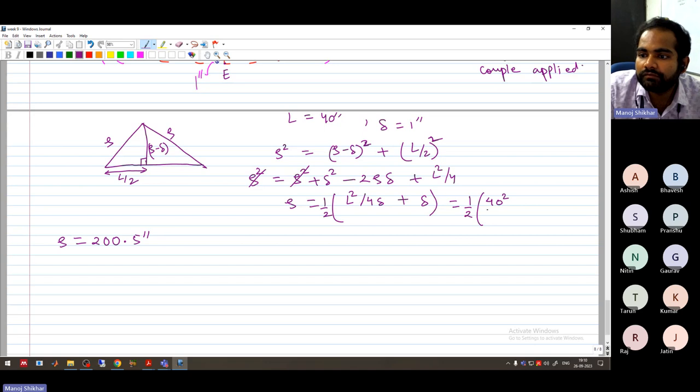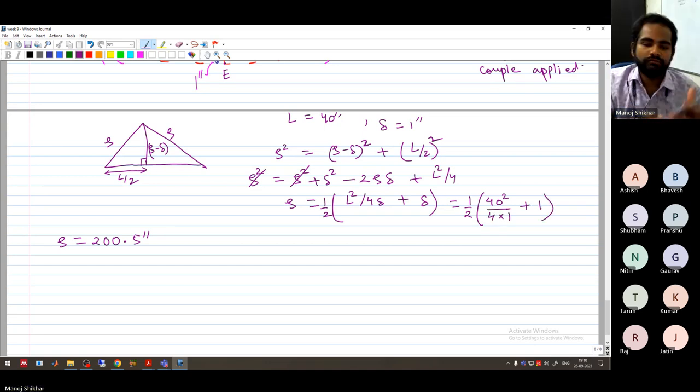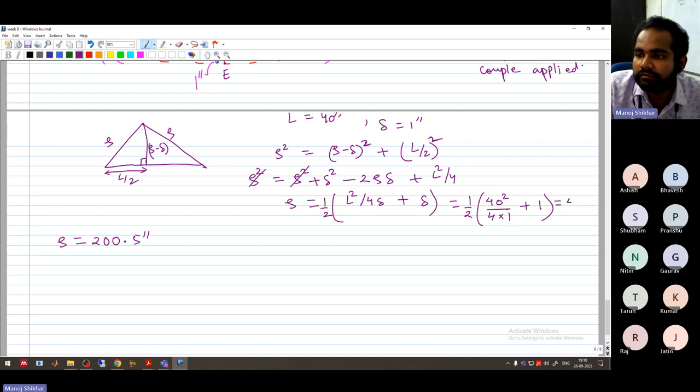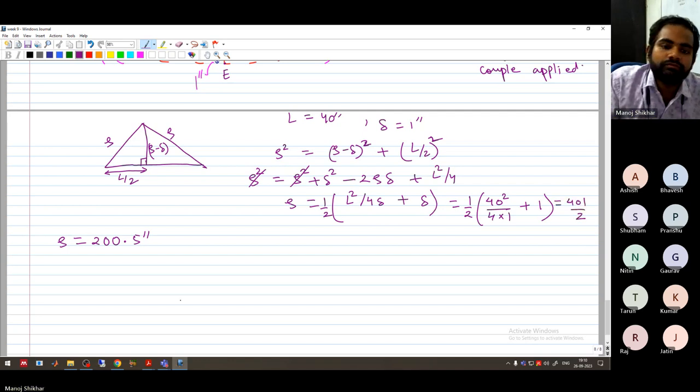Let me calculate it also just to show you. 40 square upon 4 into 1, plus 1. So this is 401.2. So rho is 200.5 inches.